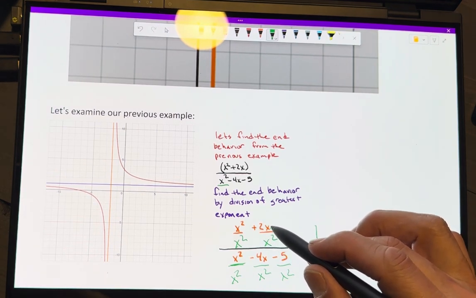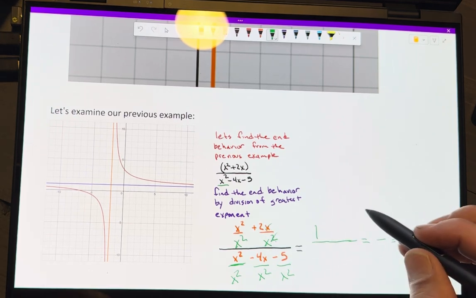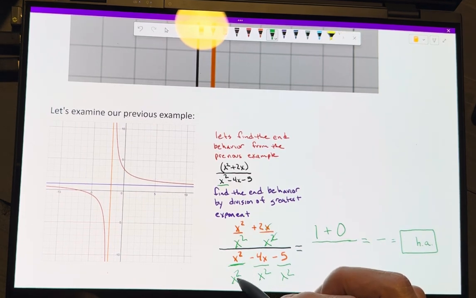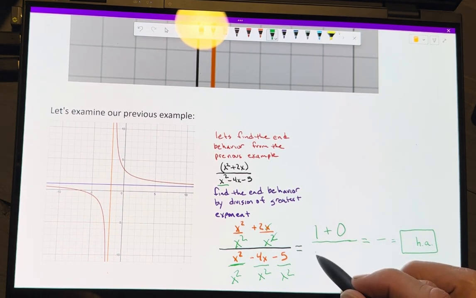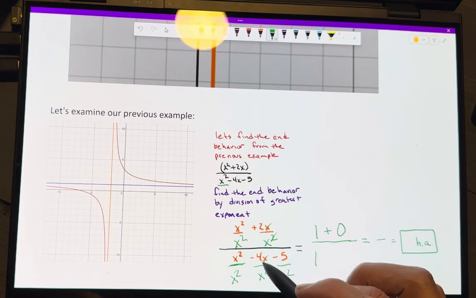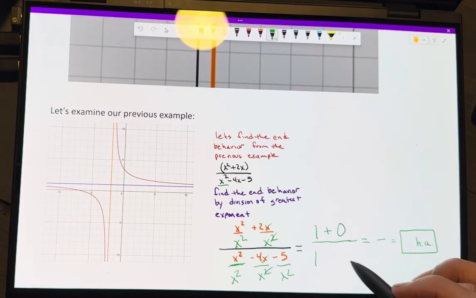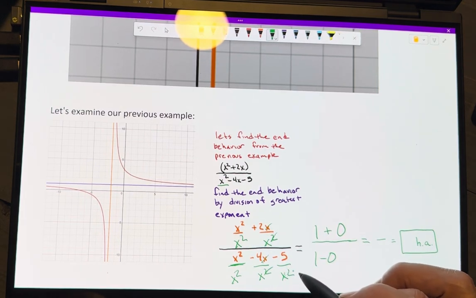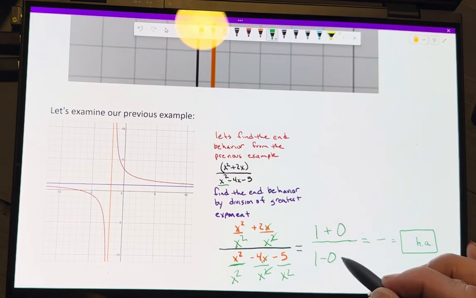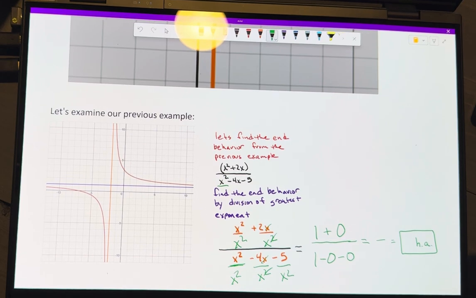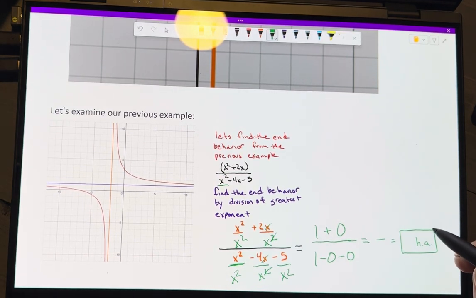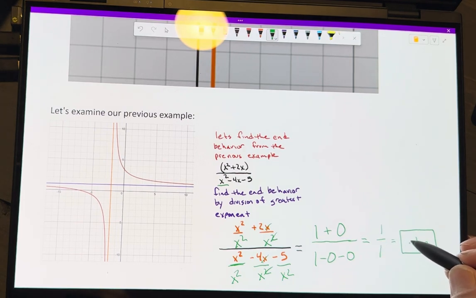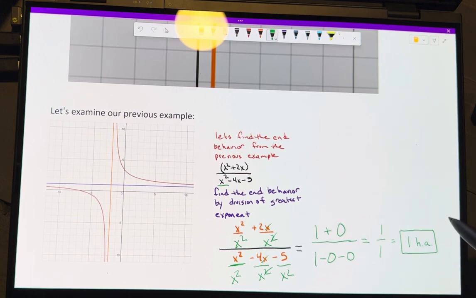2x divided by x squared, this x cancels this x, and we end up with 2 over x, which is not a constant, so that's a 0. x squared divided by x squared, that's 1. 4x divided by x squared, this x cancels this x, and we end up with negative 4 over x, so we have a 0. And negative 5 divided by x squared is also not a constant, and that's going to give us another 0. So what we end up with is 1 over 1, which tells us that we have a horizontal asymptote at 1.